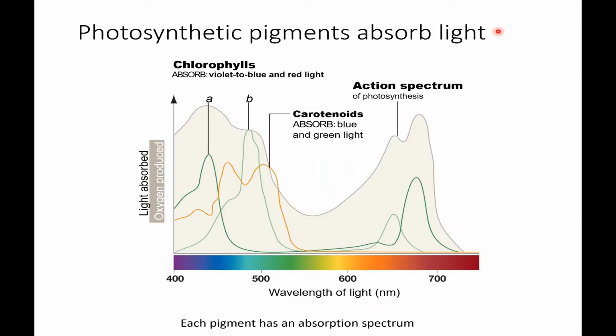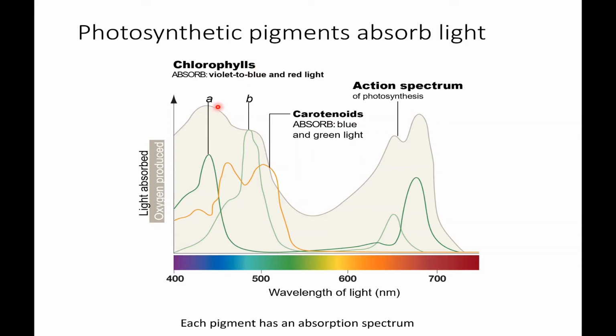Photosynthetic pigments absorb light, and what we are looking at here is the absorption spectrum. What we are plotting is the wavelength of light here on the x-axis, and we are measuring the action spectrum of photosynthesis by measuring how much oxygen is produced. This light tan color is showing you essentially the rate of photosynthesis across wavelengths of light. Notice we have a higher rate of photosynthesis in this violet to blue range, as well as the red light range.